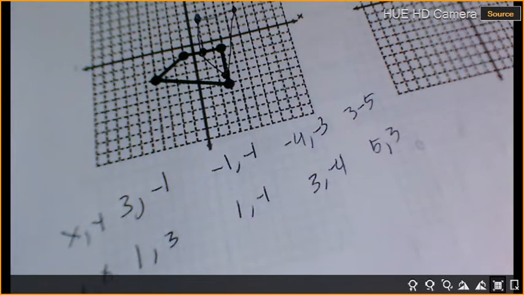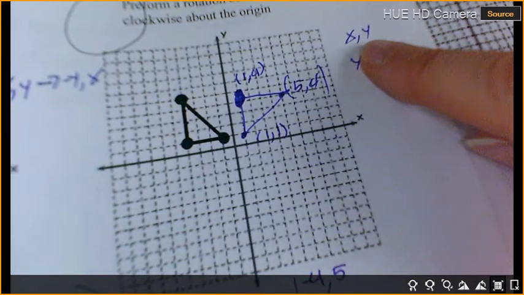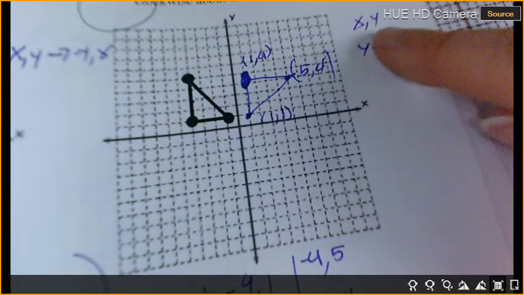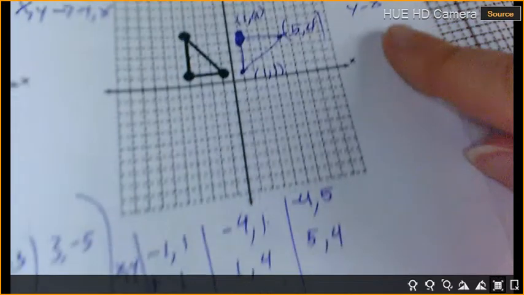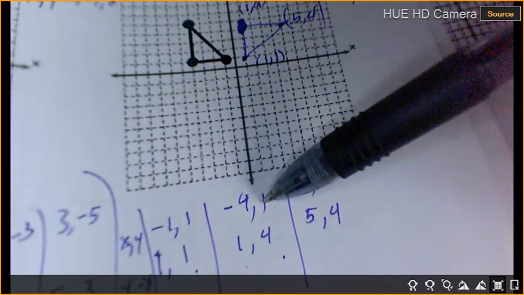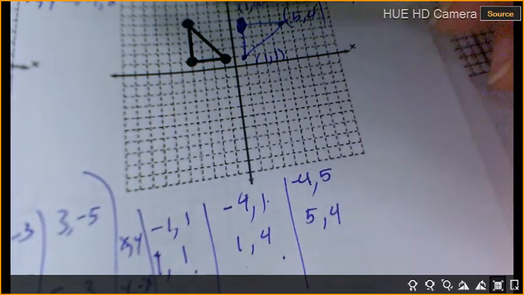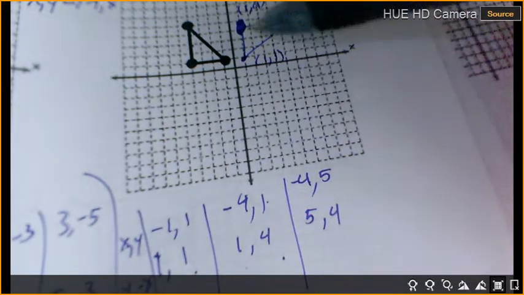Okay? So I'm not going to do the next one, but I'm going to show you the answers. This was 270 counterclockwise, so it went from x, y to y, -x. So I went from -1, 1 to 1, 1, -4, 1 to 1, 4, and -4, 5 to 5, 4. So it went here, because it went counterclockwise.